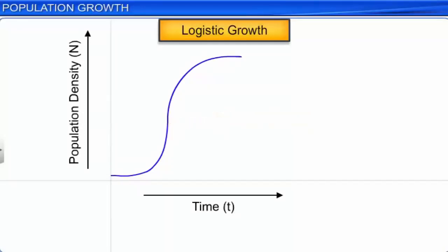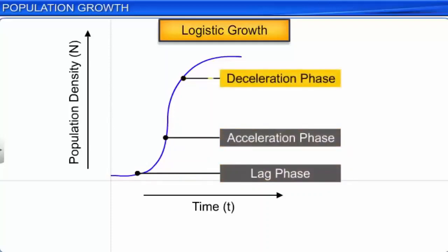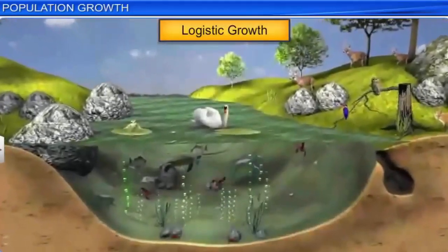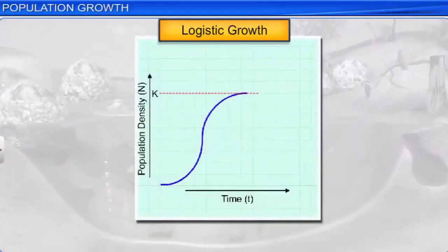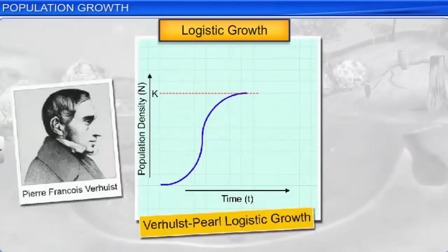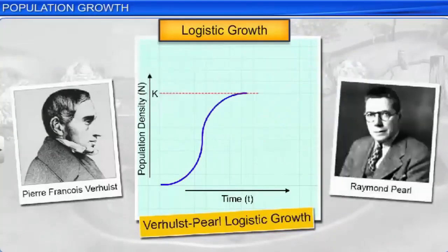From the graph, you can see that for a population growing in a habitat with limited resources, there are three phases. Initially, a lag phase, followed by phases of acceleration and deceleration, and finally, an asymptote, when the population density reaches the carrying capacity. The logistic growth is also known as Verhulst-Pearl logistic growth, after the scientists Pierre-François Verhulst and Raymond Pearl, and is described by the equation as shown.